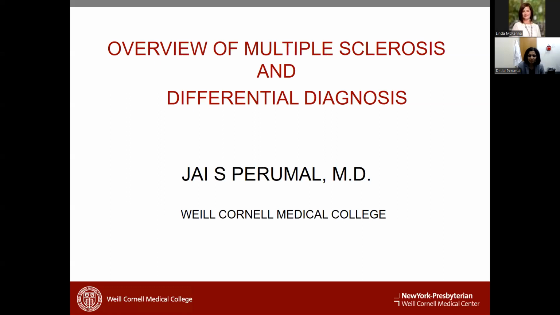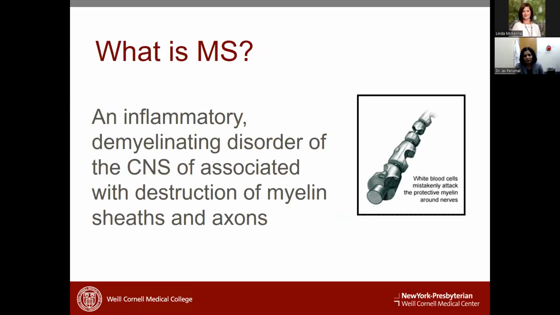So with that being said, I wanted to talk about MS and a couple of other diseases that can present like MS, but the majority of the focus will be on MS, since that is the most common of the demyelinating disorders. What is MS? It's an inflammatory demyelinating disorder of the central nervous system which causes destruction of myelin and axons as well. So the CNS includes the optic nerves, the brain, the spinal cord, which is all the upper motor neuron system.